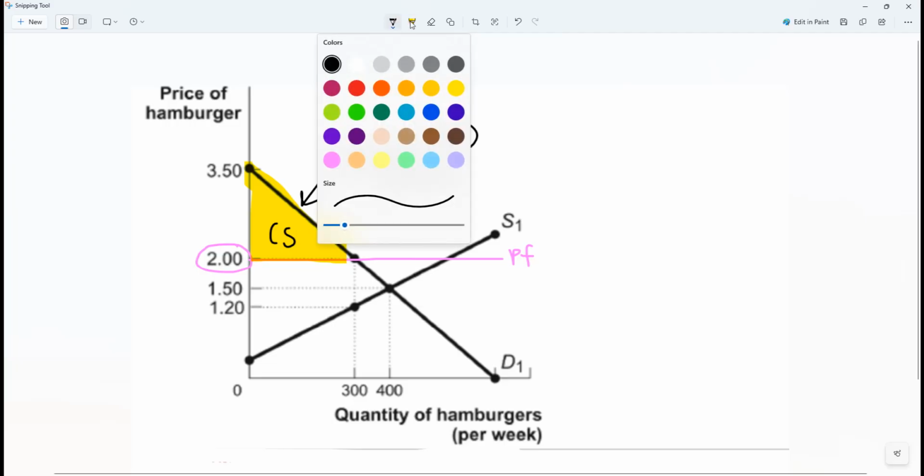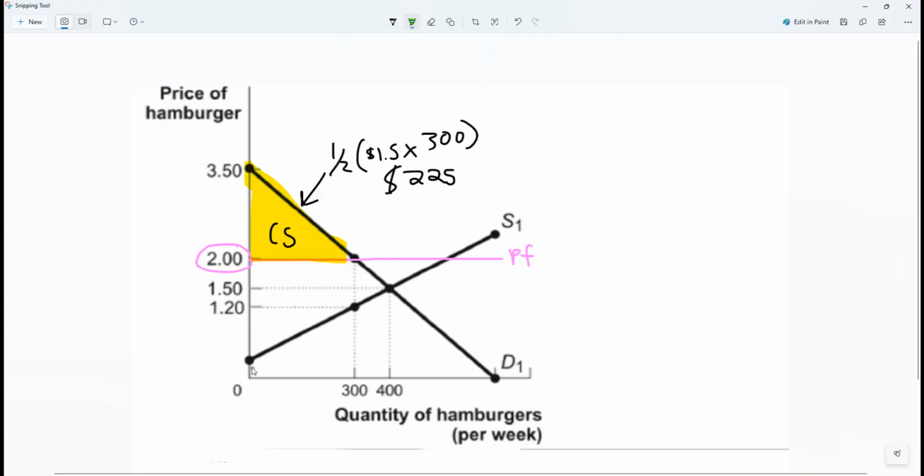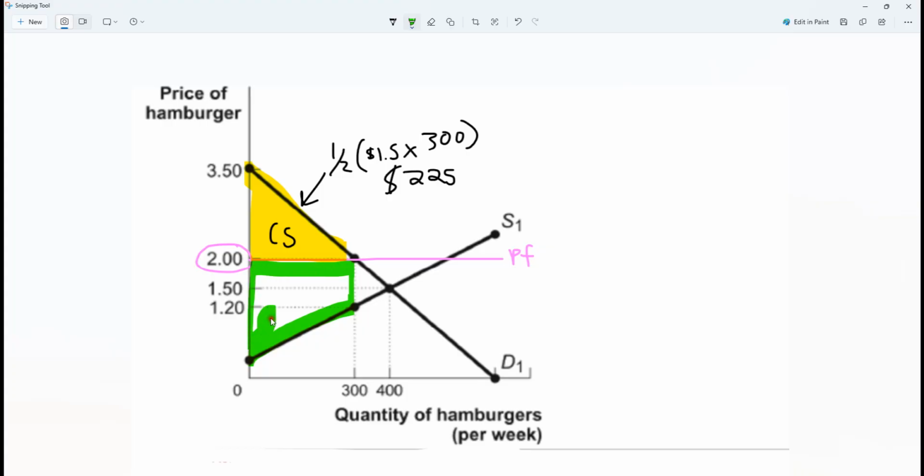Now our producer surplus is going to be the area above the supply curve, but below the price. So we follow this over here. The consumers are going to buy 300 units. We follow this up to the price, and this is the producer surplus. So the producer surplus looks a little bit different. It's not just a triangle. It is a triangle and a rectangle. And here's our producer surplus. So we could do the rectangle part right here, and then the triangle part right here.